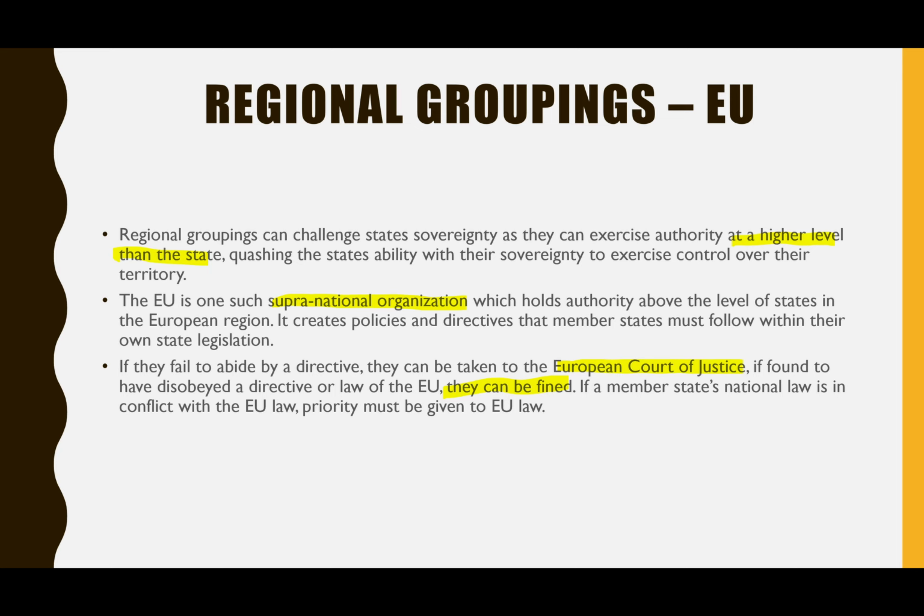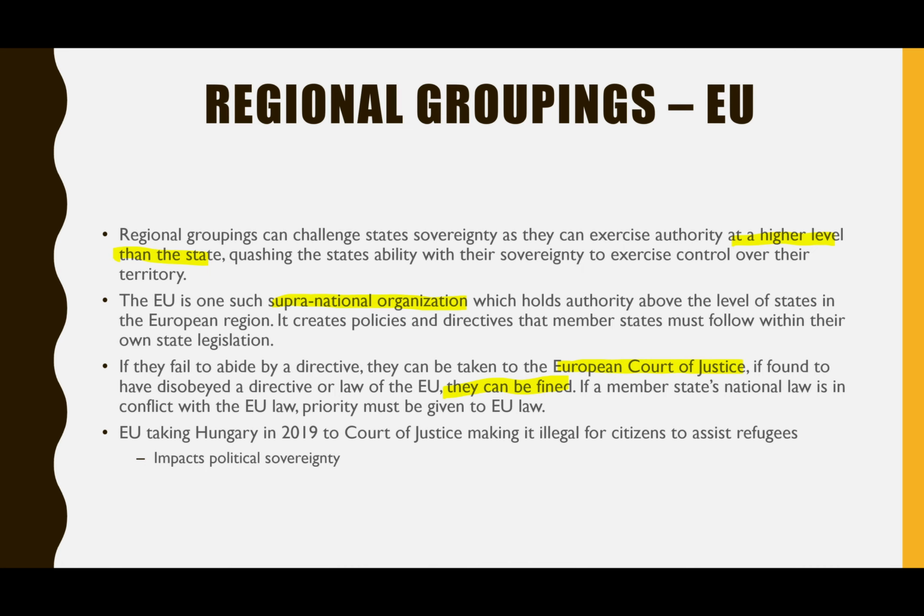And the national laws that are in conflict with the EU law will be abolished, and priority must be given to the EU law. So they must comply with the EU, meaning then that the EU is infringing on the political sovereignty of the state, or in some cases could also be infringing on the economic sovereignty of the state, because they must follow what the EU does, which challenges their effective control over that particular area.